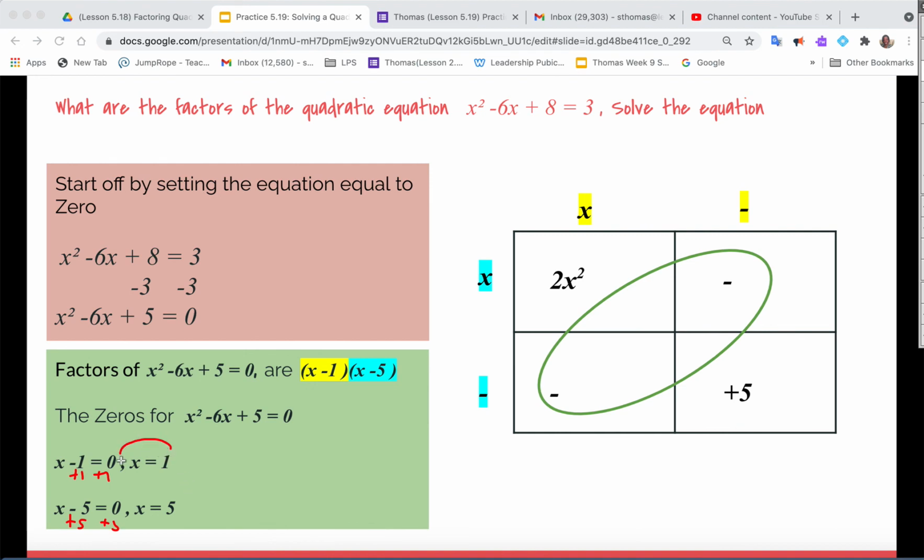So our solution would be x is equal to 1 or x is equal to 5.